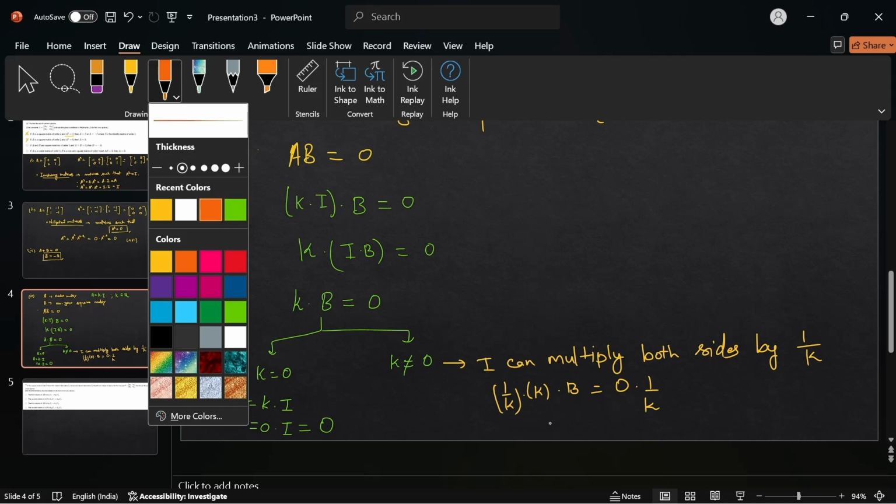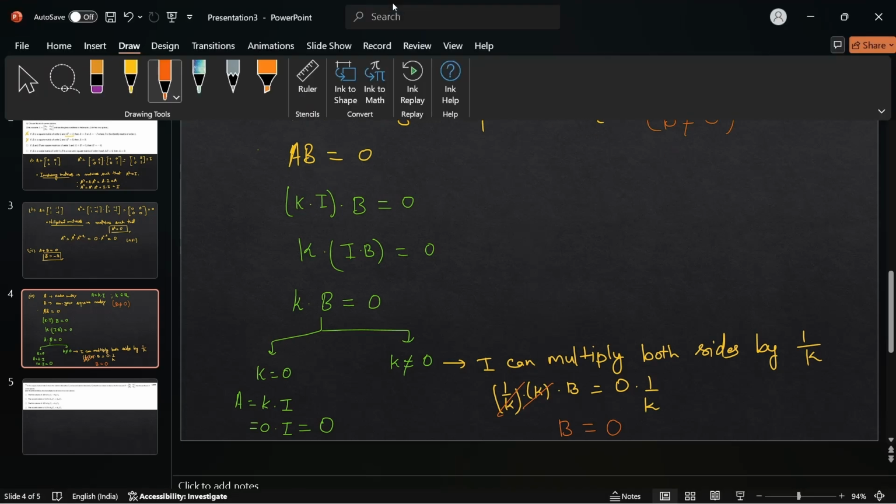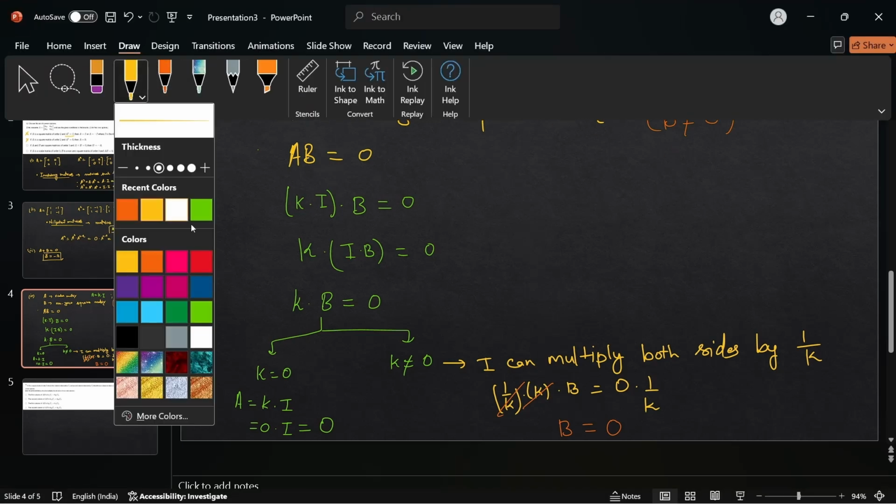In the next step, I can write it as 1 by k and k will cancel out each other. It would just be 1 times b, that is b, is equal to 0 matrix times some constant, which would be 0. So b is equal to 0. That is the second thing that we are getting. But it was given to us in the question that b is not equal to 0. That b is a non-zero square matrix. So this is not possible.